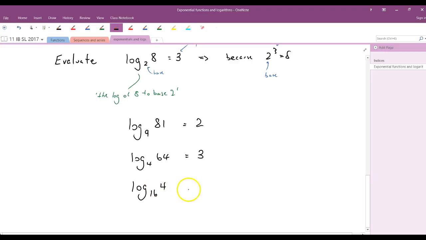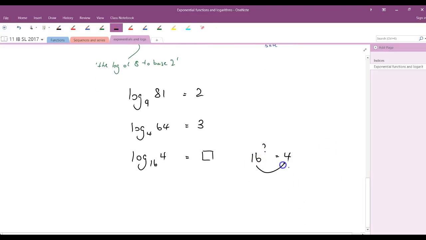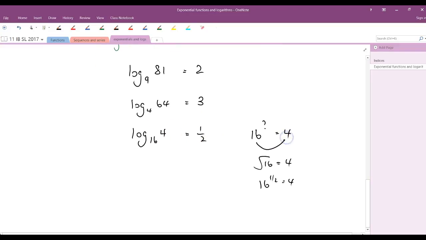Now what about log 4 to base 16? What do we raise 16 to, to get 4? Well, what's the relationship between 16 and 4? 4 is the square root of 16. So I know that the square root of 16 is equal to 4. Well, 16 to the half is equal to 4. So my solution here is 1/2. You can see what's going on with logarithms is that we need to know a little bit about exponents, about indices, in order to be able to solve these equations.